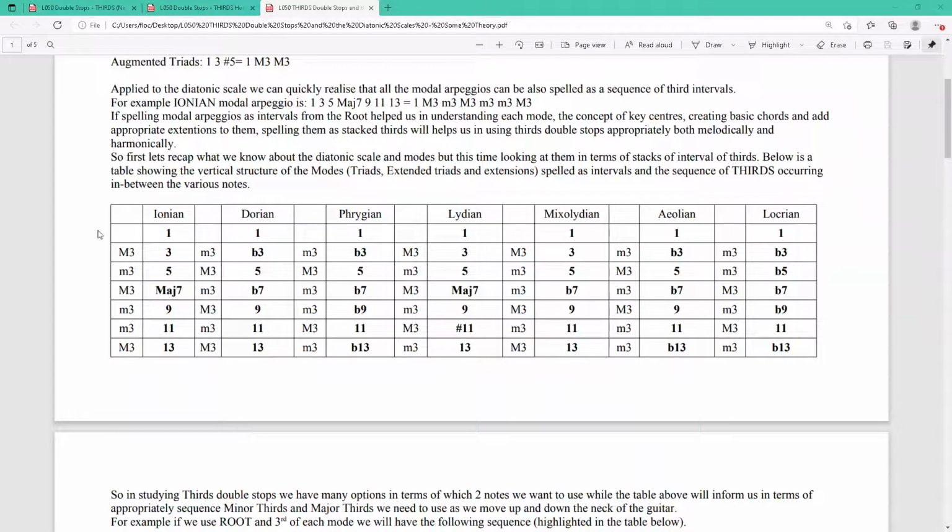So here you have basically a table where you have the modes, the way we studied them so far. Here I'm using the vertical structure. You could have used the horizontal, you would have done the same. But the reason I'm using the vertical structure is because on the side, you can see the stacked thirds, and if it's a major 3 or a minor 3.